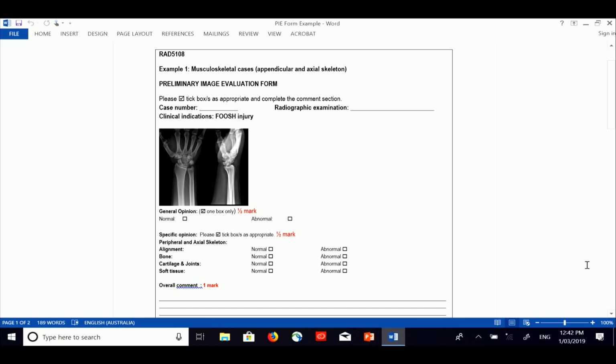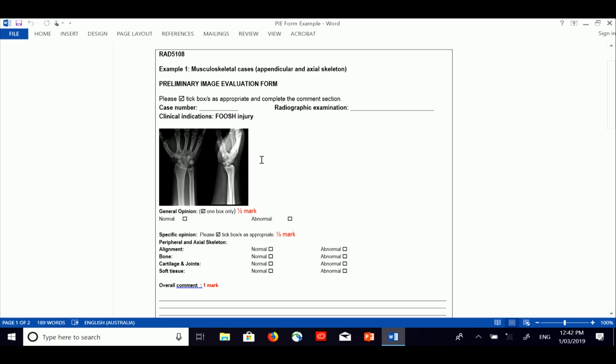When we come to the specific opinion, that in total is also half a mark. So you will need to decide whether there's any issues with alignment. If the alignment is abnormal, you need to tick that. Similar with the bone, if the injury sits within the joint, you need to tick that as well, and with the soft tissue. Now to save time, you only need to tick the boxes in the specific opinion that's abnormal.